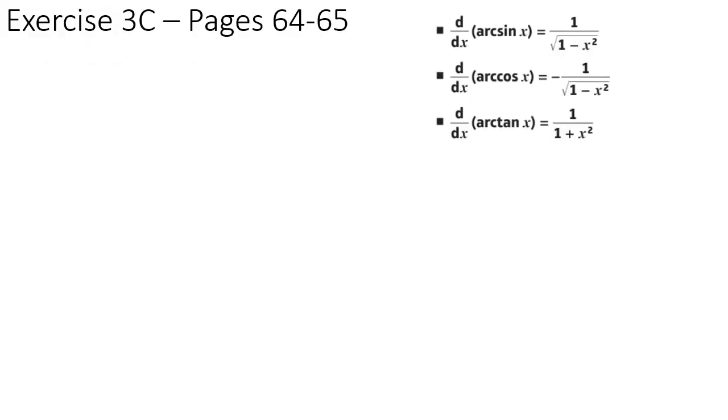You should now be able to do exercise 3C on pages 64 to 65 of the textbook. I've put here the results which you can use, which are in the formula booklet. And remember, with this differentiation, our two main methods are going to be implicit or using the chain rule. So just a quick reminder of both.